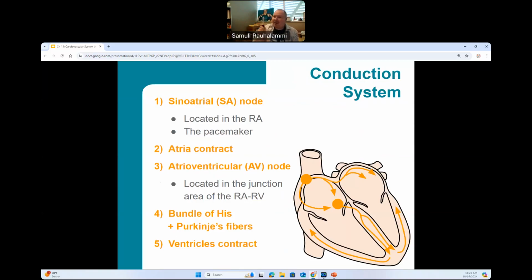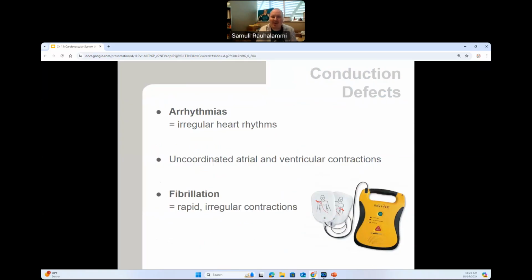Now, let's consider some things where this can go wrong. So sometimes what happens is that we have defects in this intrinsic conduction system. So the electrical messages do not propagate correctly, and as a result, the blood flow through the heart is not successful. And so we can have irregular heart rhythm, known as arrhythmia. One type of this is what's known as fibrillation, where there are very, very rapid, irregular contractions. And as a result, the blood does not move correctly through the heart. So the heart is kind of all over the place in terms of the contractions that are taking place.